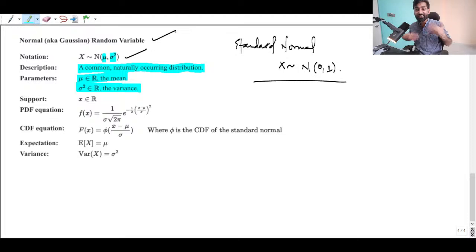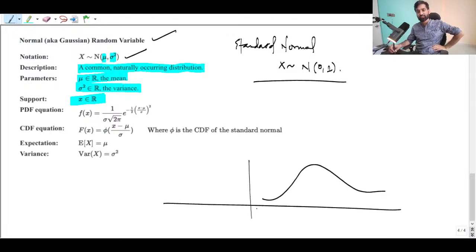Okay, so these are some implicit assumptions that you have to make. The support is going to be the entire real line. If you look at this kind of situation, this entire real line is going to be the support, and the PDF looks like this.